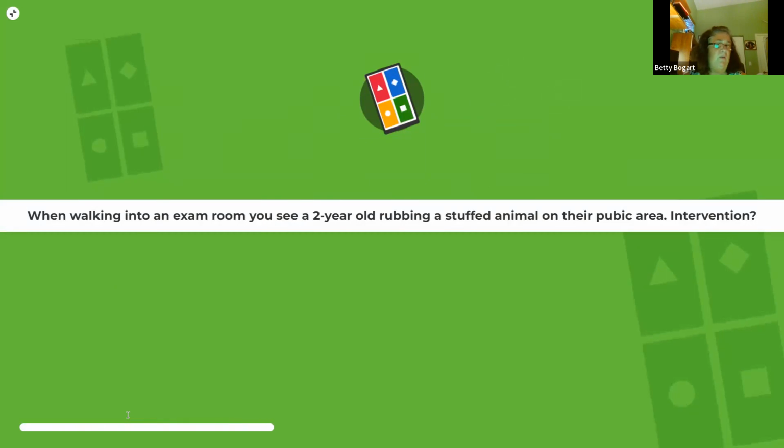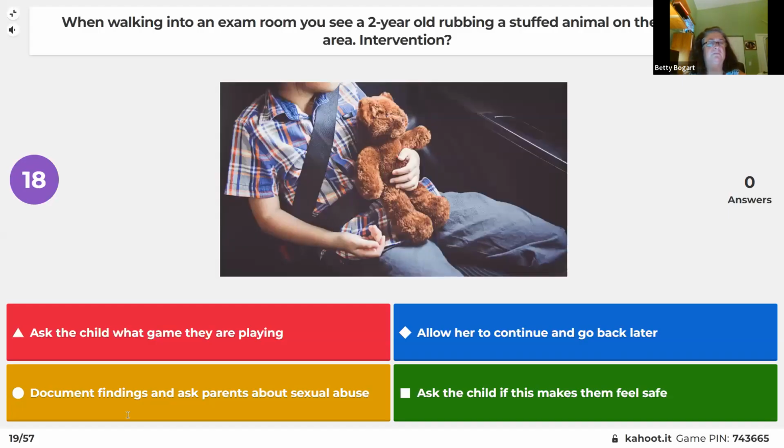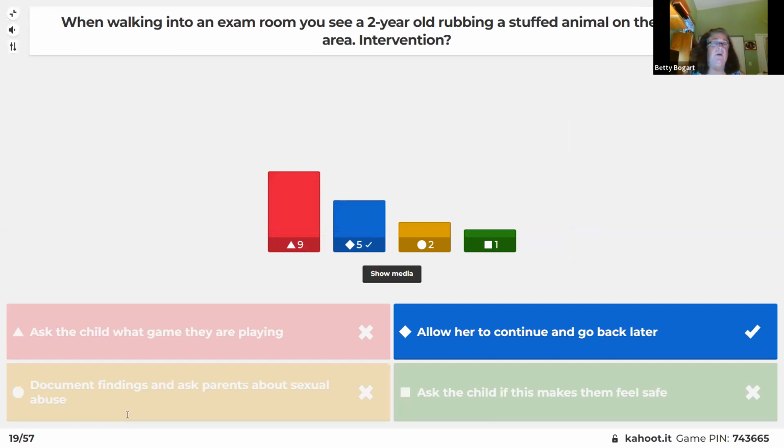When walking into an exam room, you see a 2-year-old rubbing a stuffed animal on their pubic area. What do you do? We know that children, toddlers, preschoolers, they do exploration on their genitalia. So what you're going to do is say, Mom, I'll be right back. I forgot something, and then come back. Don't pay attention to it. Don't bring attention to it, because it is a normal thing that children do.